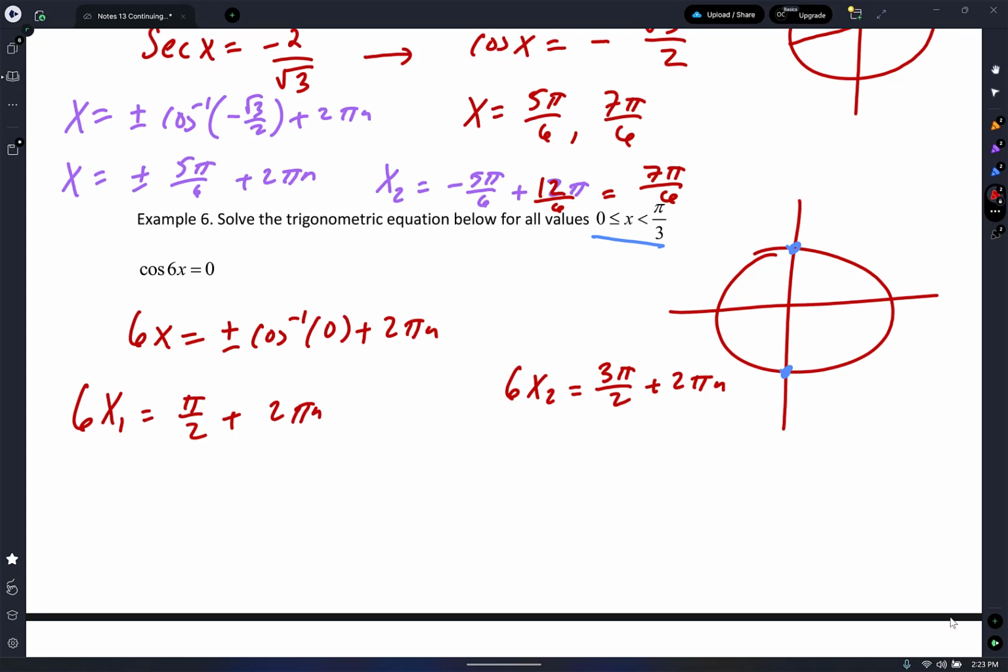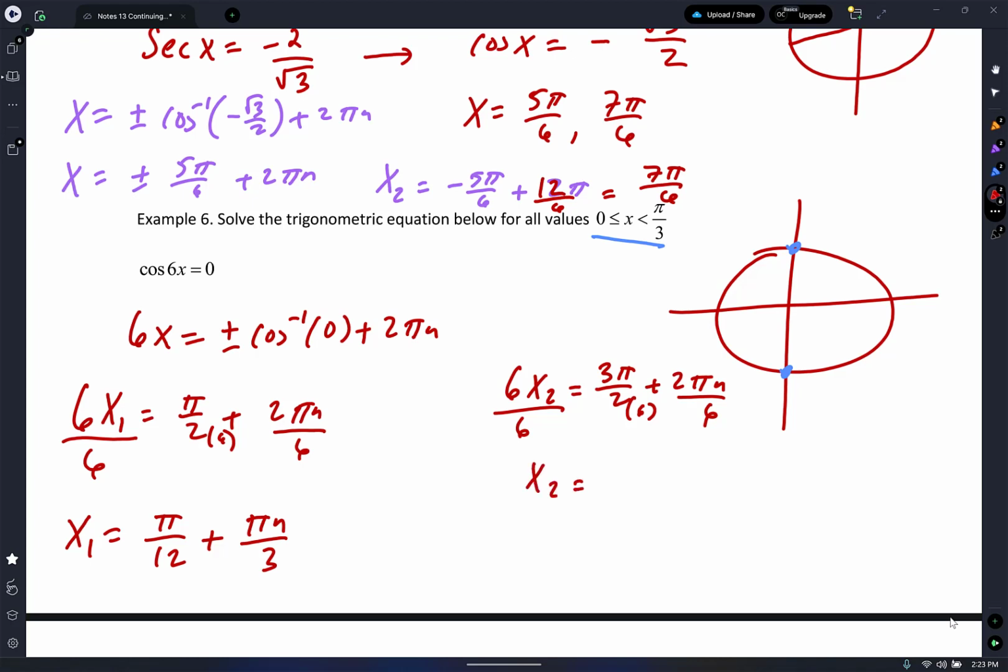And don't worry, I'll show you that even with this plus minus, it would have worked. How do I get x1 by itself? And x2 as well. Divide everything by 6. Whatever you do to one, you do to all of them. So here's what you get. x1 equals pi over 12 plus pi n over 3. That's the period there, pi over 3. And then x2 equals 3 pi over 12, which reduces to pi over 4, plus pi n over 3. 2 over 6 is 1/3.